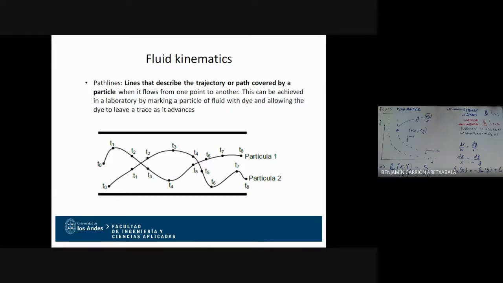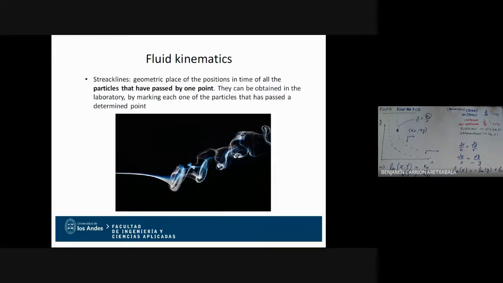I won't go into much detail here. And finally, streak lines are similar to path lines, but here we're going to be measuring all particles that cross one particular point. So several particles cross one point, for instance, here. And you can see that later on down the flow, each particle follows its own path. So it's similar to path lines, but it has the added complexity that all particles have to pass through the same point at some moment.